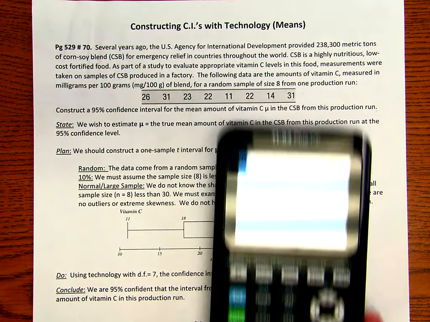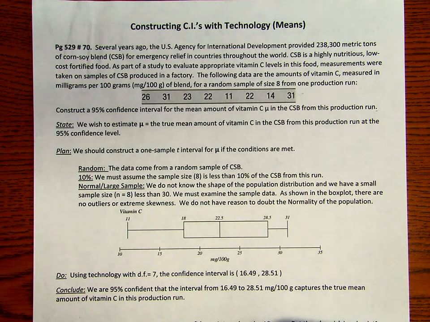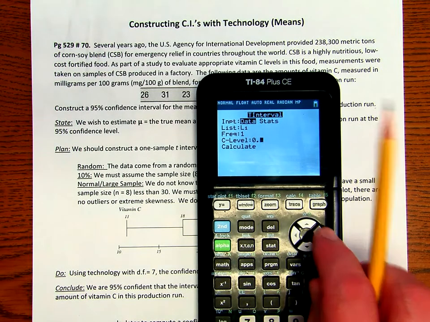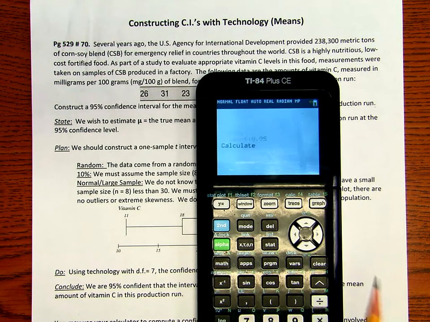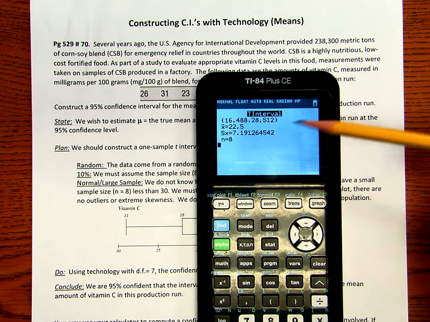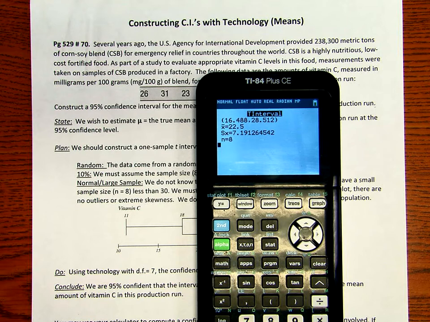Our confidence level, what was it for this problem? 95. Calculate. It tells us sample mean, tells us sample standard deviation, tells us our sample size, and gives us the interval. So what is required for full credit in order to use this feature of your calculator?